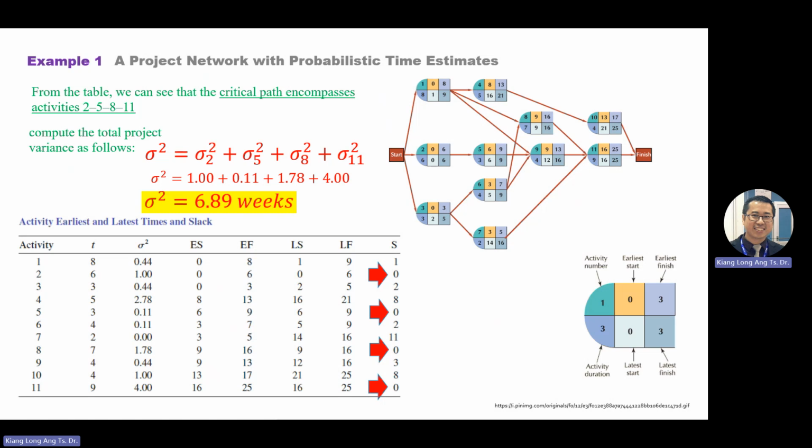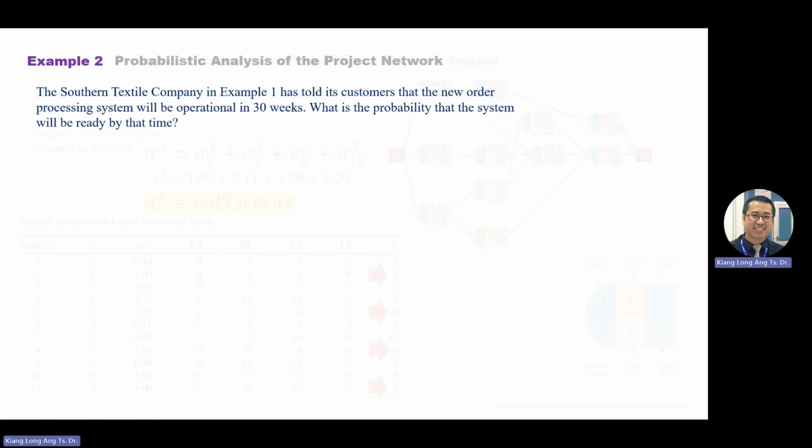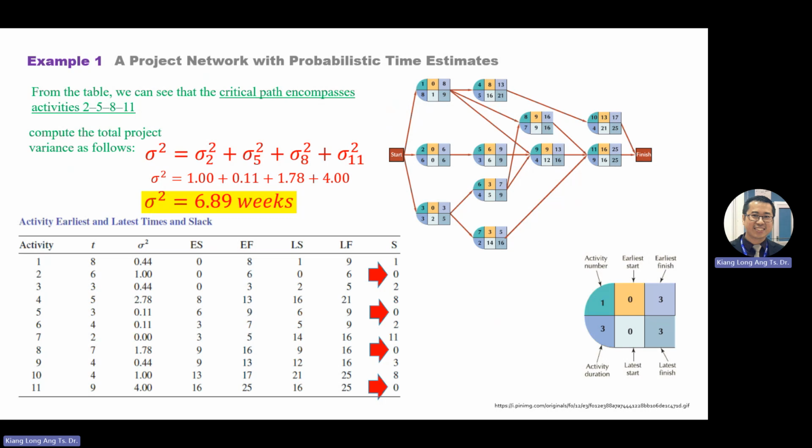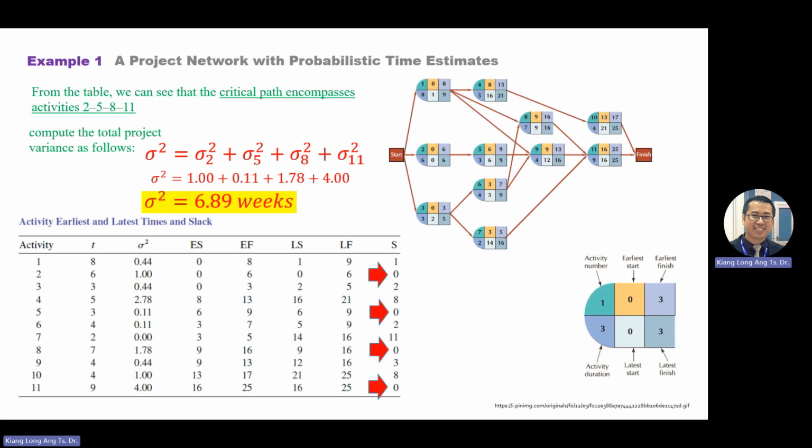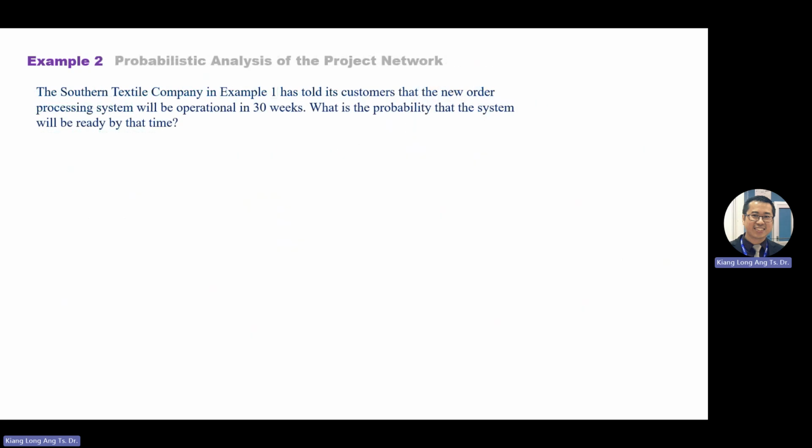Okay. Who doesn't understand how to get this one? Suddenly you get 6 point something. Okay, we have finished the first example. This is the first part of the question. Usually, the first part is the table and the network. This will be in the second part, which will be example number 2.